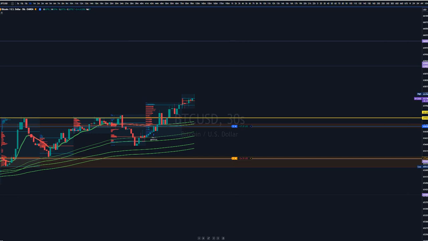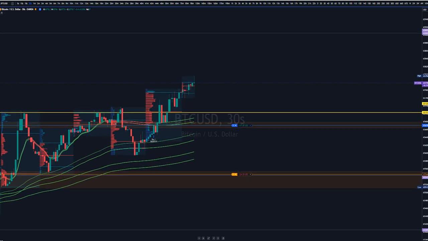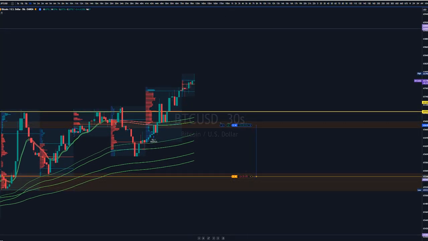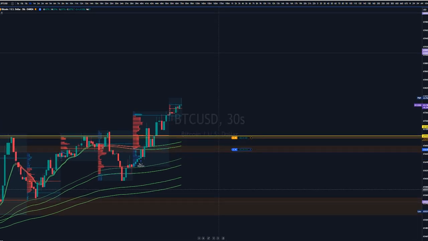So somewhere below here, and therefore it shows also if we go long here, it would not be a good idea because the volume is less and then possibly the price can come down.